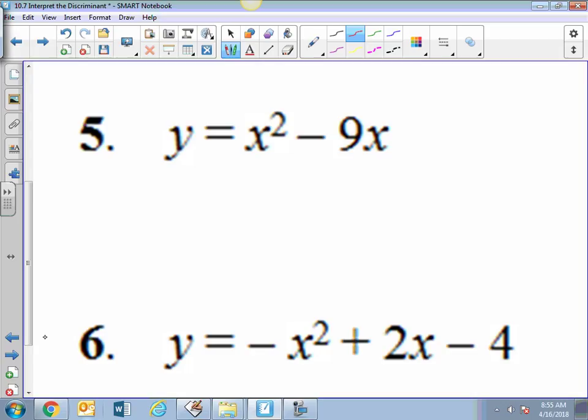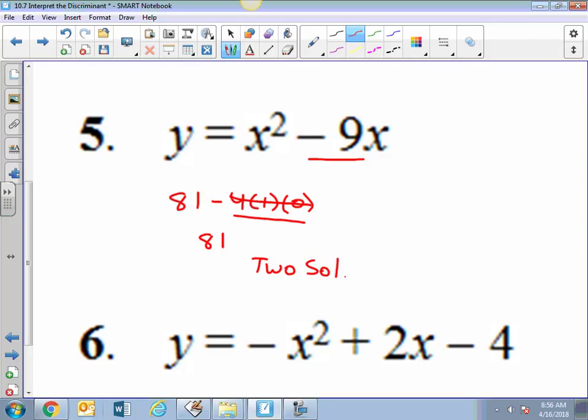Second one here, we have x squared minus 9x. If we plug this into the discriminant, it's negative 9 squared, so it would be 81, minus 4a, and then c here would be 0, I'm sorry. There is no c, so in other words, you do have to include that, and that would make it 0. So this one would actually just be 81, since all of these would cross off with the times 0, which is 2 solutions.